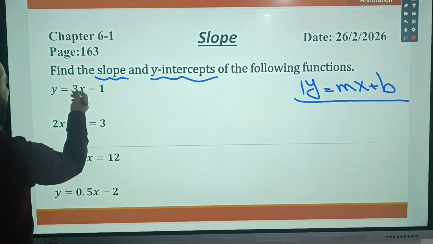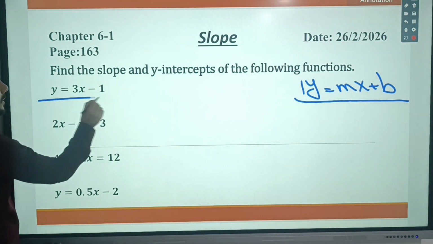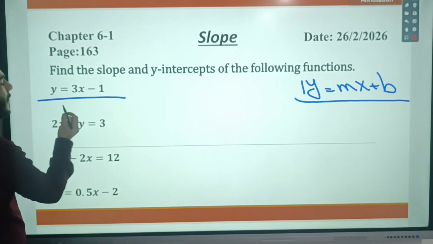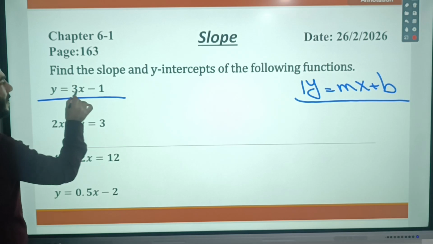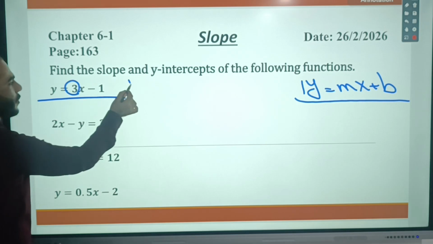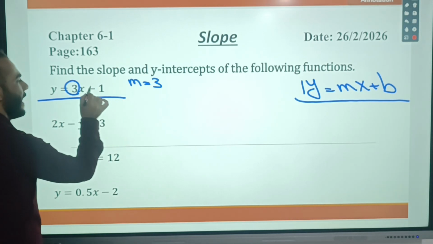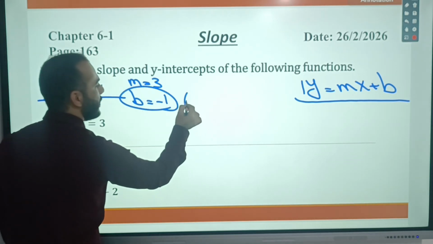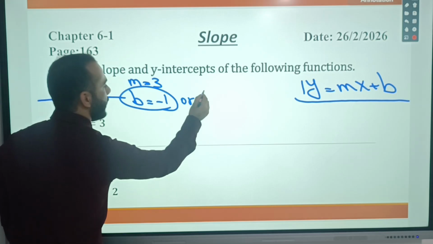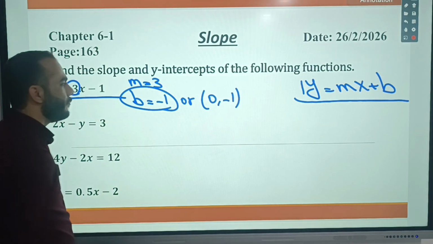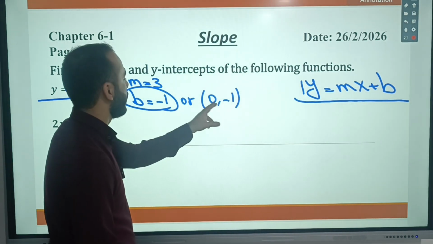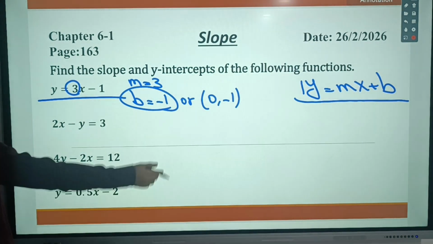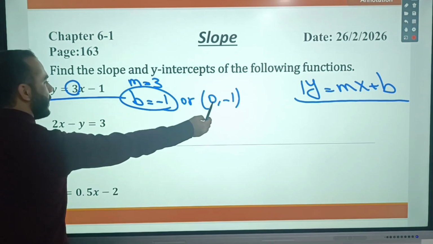Perfect. So right now in this one, is y alone on one side? Definitely yes. Since y is alone, we can say that the number next to x is the slope. So m equals 3 and b equals -1. Or we can write the y-intercept as (0, -1). Both forms are correct. But I prefer this one because at the y-intercept x is 0.